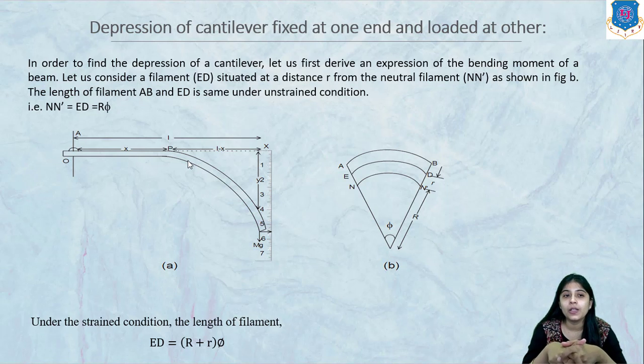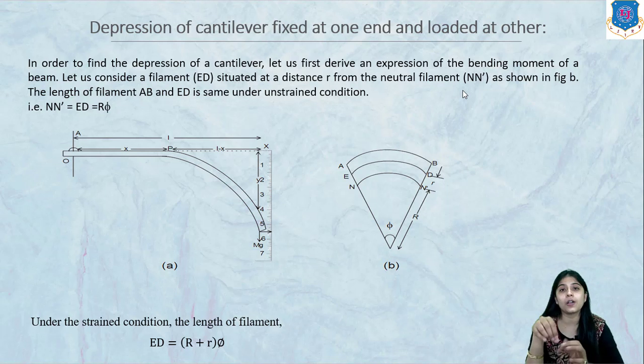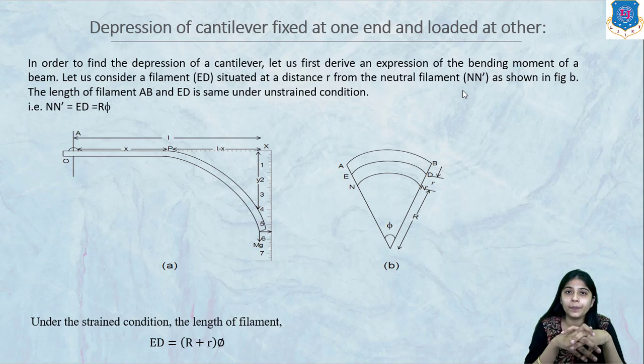We are considering a filament ED in this cantilever, situated at a distance r from the neutral filament N dash. Now what is the neutral filament, or neutral axis, or neutral surface? The neutral surface is the one at which the filament is neither elongated nor compressed, even after the load is applied.